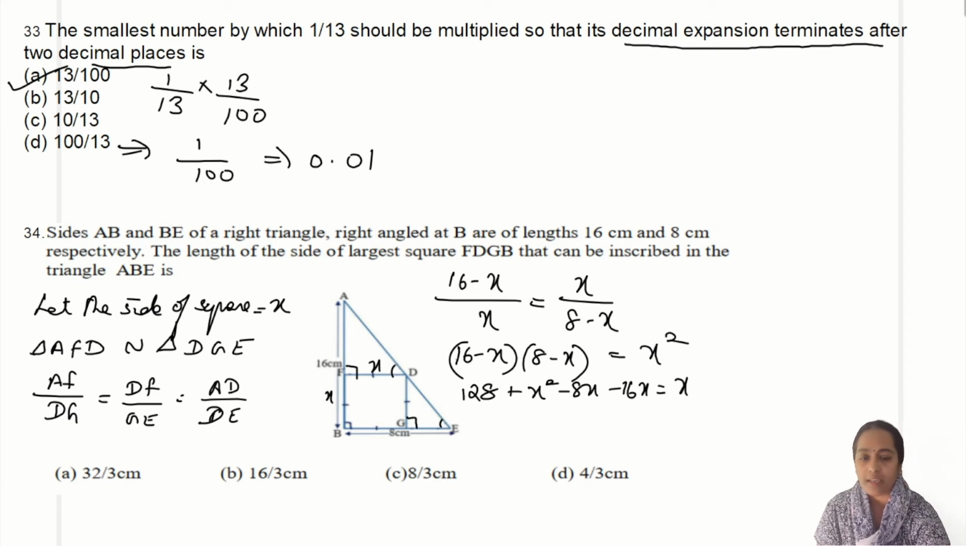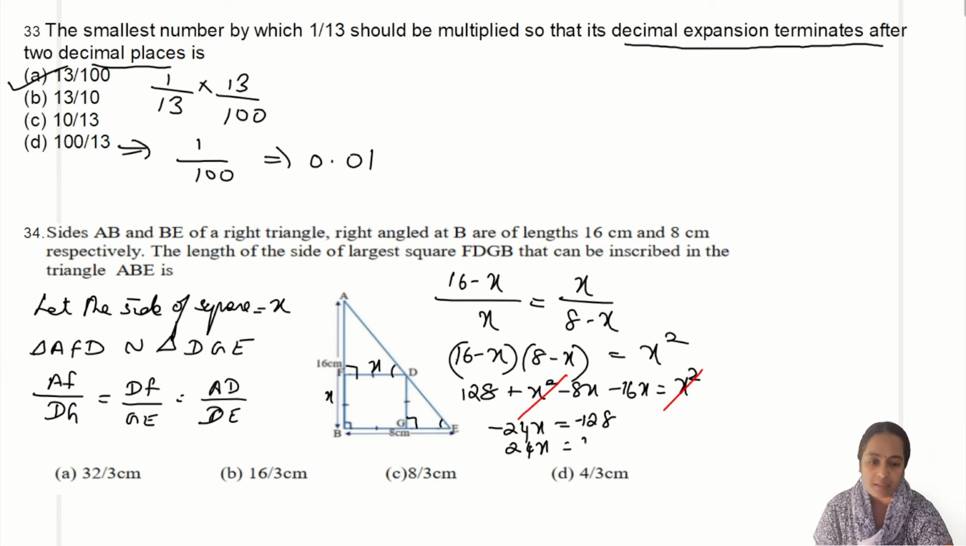Here again X square and X square on either side will get cancelled, children. So I'm left with minus 8X and minus 16X. What is minus 8X and minus 16X? It's going to be minus 24X. So minus 24X plus 128 equals 0, which means minus 24X equals minus 128. So 24X is equal to 128.